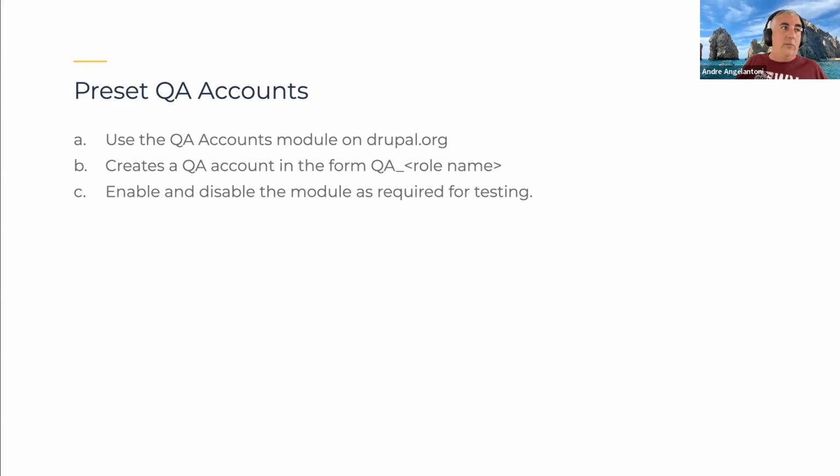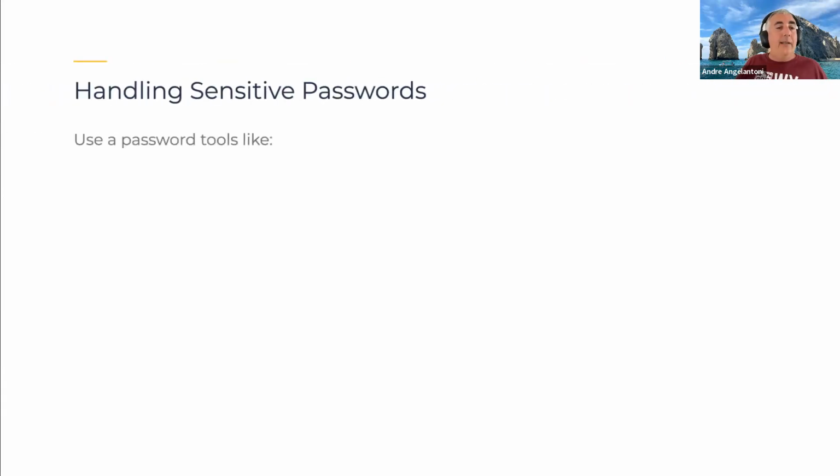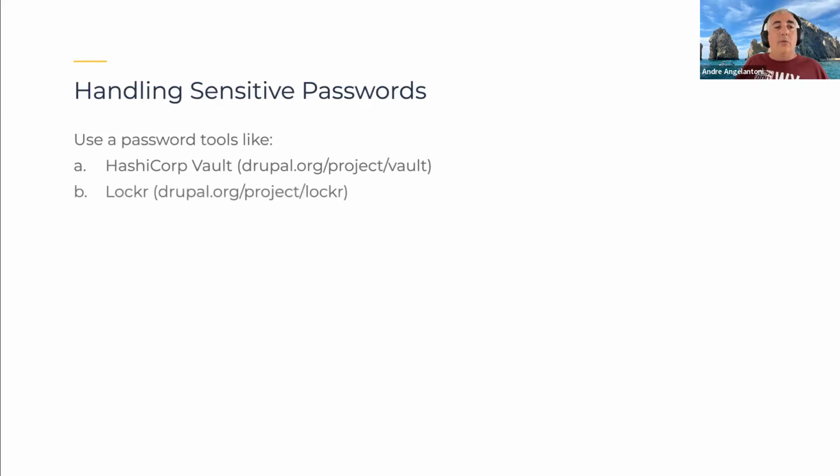So you can safely, I would say safely, still have this running on production. But if you're very concerned, as soon as the testing is done, disable the module and uninstall it. Handling sensitive passwords is pretty typical. Nothing different than using any other CI system. You can use HashiCorp or Amazon or Locker or the secret environment variables in your CI/CD system.